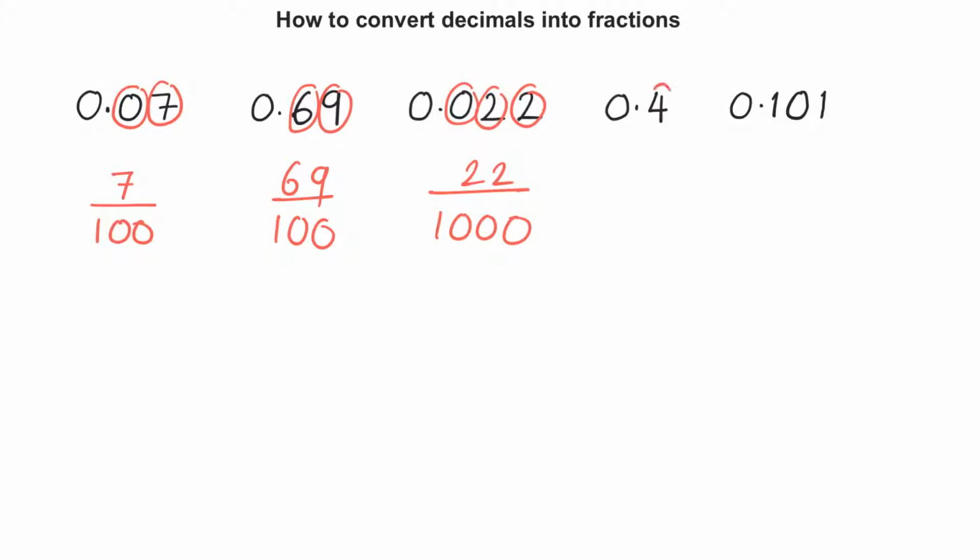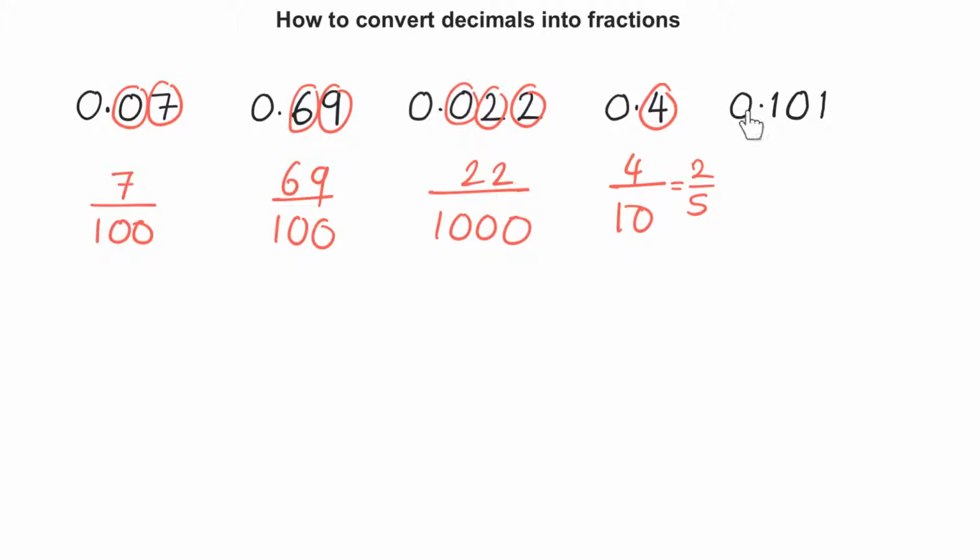Let's go to the next one, 0.4. How many decimal places? Only 1 decimal place, so I write this over 10. 1 decimal place, 1 zero. And then I write the 4 over the 10. Can I simplify this? Yes, I can, because the common factor of 4 and 10 is 2. I can divide both of them by 2. I get 2 over 5, 2/5.